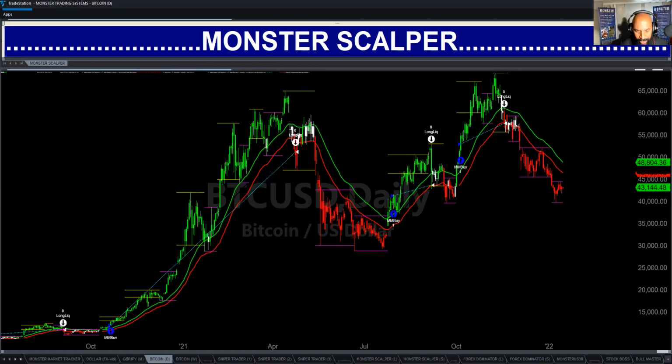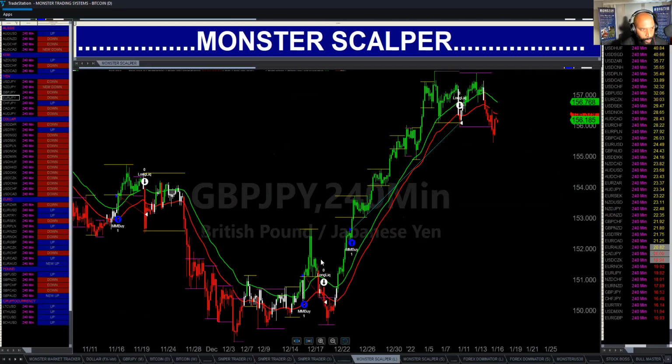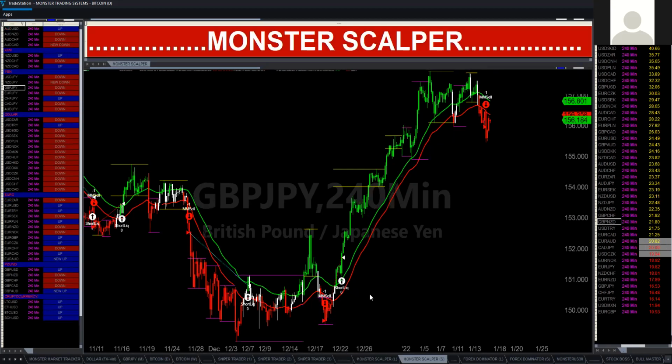All right, so let's take a look at Forex. In Forex, we still see nice selling. So we should be shorting the dollar pairs, shorting the yen pairs. We've got new opportunities on the short side for the dollar and the yen pairs.